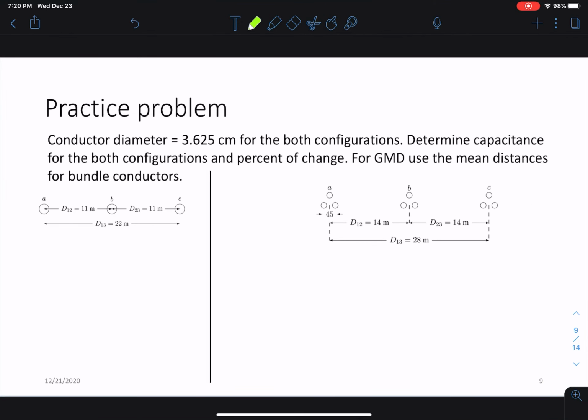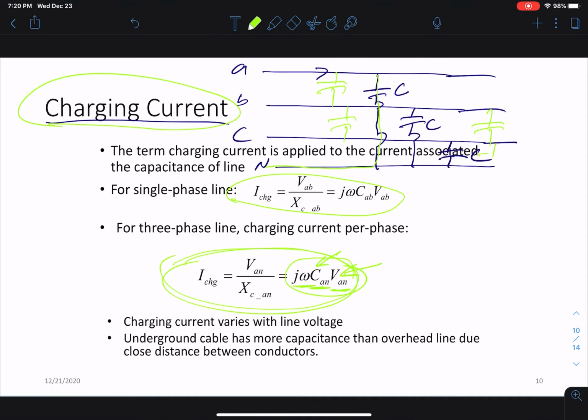So when you have an underground cable line, all three conductors are under one cable, right? So your GMD between the lines is very small, then you have high capacitance. That high capacitance will cost you high charging current. That means you cannot go further. Before you get to the load, all the current would be lost into the charging capacitance. That's the problem with the underground AC line.